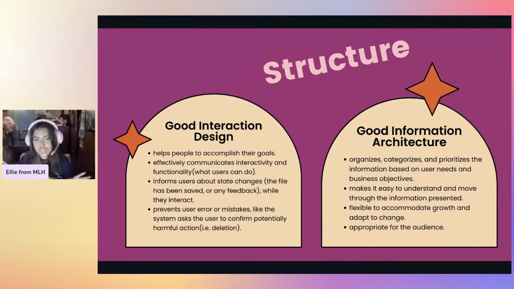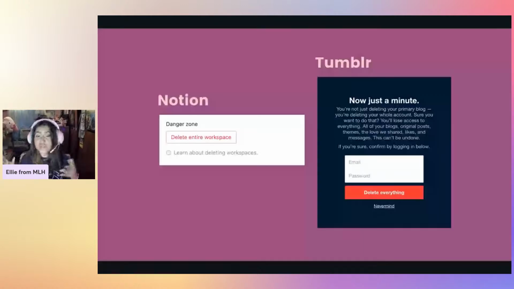So we see here Notion and Tumblr. These are just some examples that I thought of off the top of my head, in which I realized, hey, let's point out some similarities about what crucial design aspects both of these have, right? So Notion, we see a defined title, right? The danger zone. Tumblr says, now just a minute, right? This is something that the user is seeing clearly.